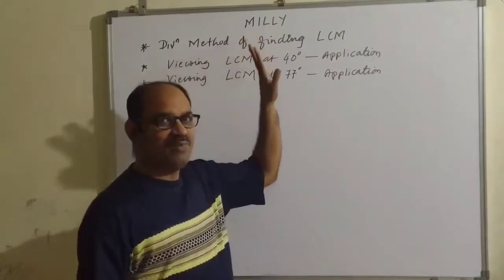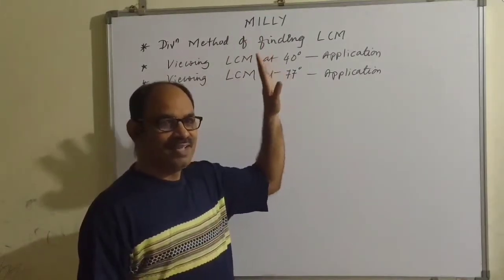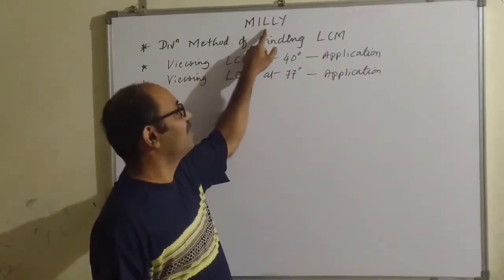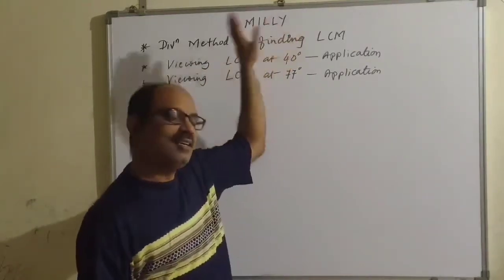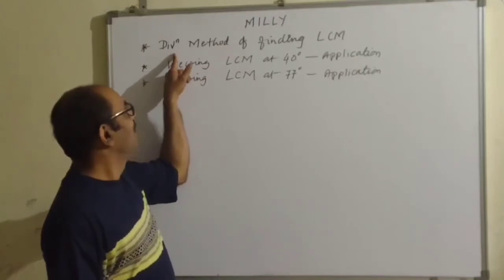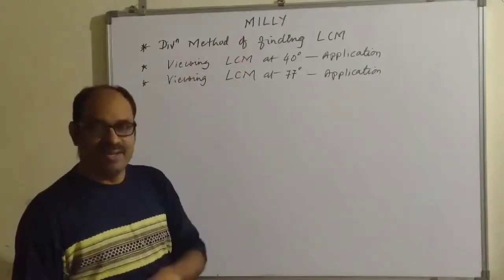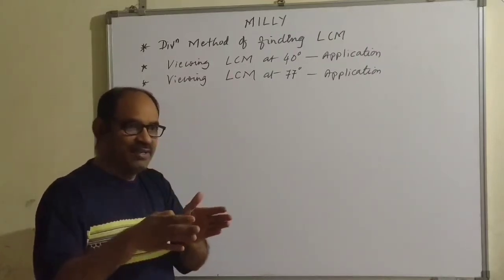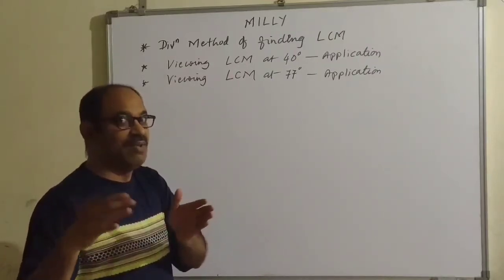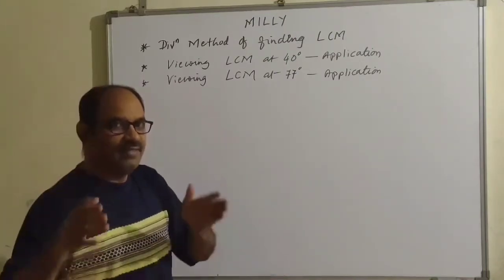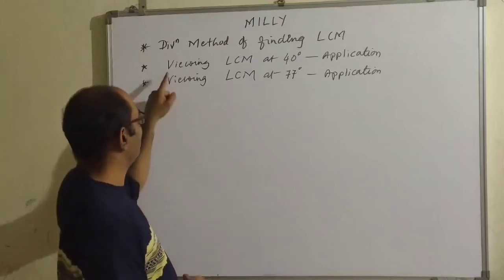Milli. Now you must be familiar with this word. It is the abbreviated form of most important lesson learned yesterday, meaning in the previous session. So what did we learn? We learned the division method of finding LCM. Do you remember? We found the prime factors of two numbers or even three numbers. If you have to find the LCM of three numbers, we take them together and find the prime factors simultaneously.